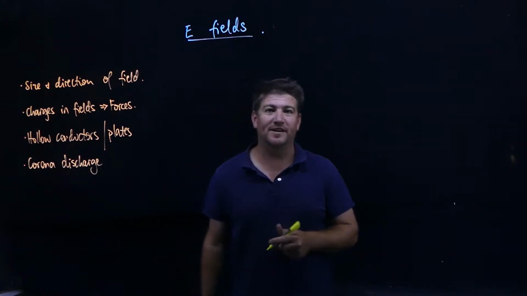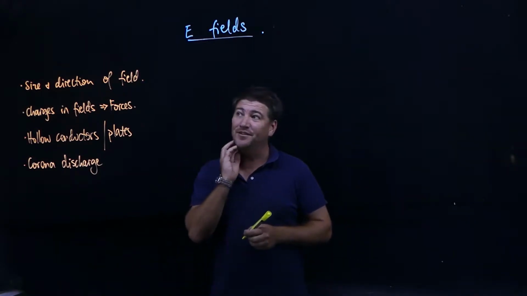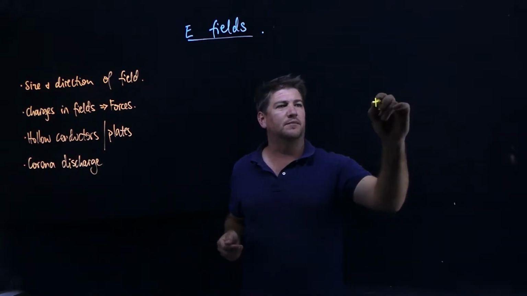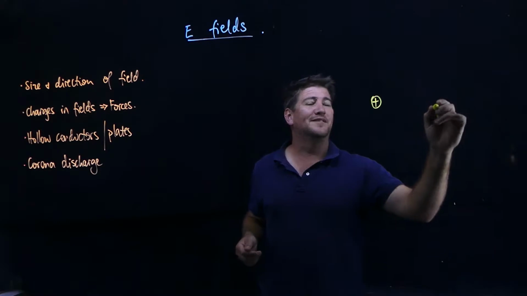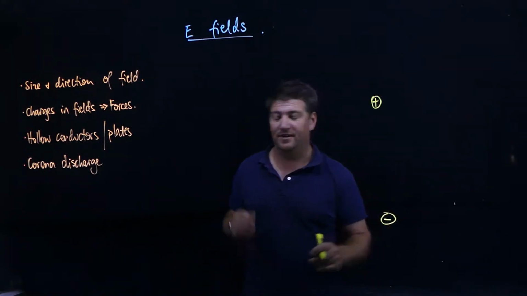Yep, still Sunday Arvo. Righto, so now we're going to talk about the size and the direction of the electric field itself. We're going to start with drawing some positive, here's a positive charge, and down here we're going to have a negative charge.